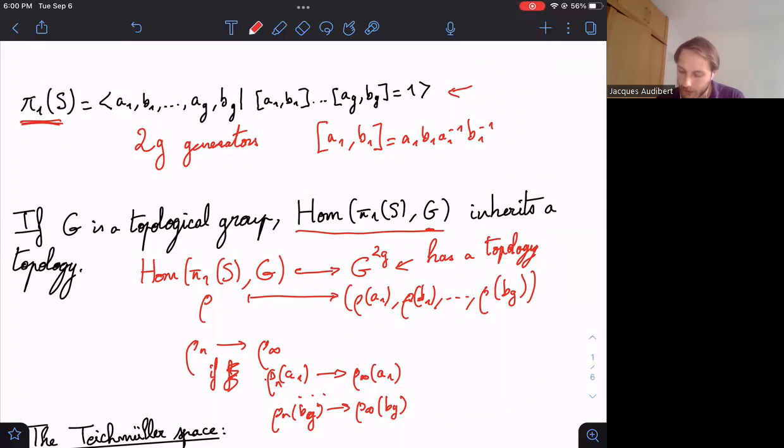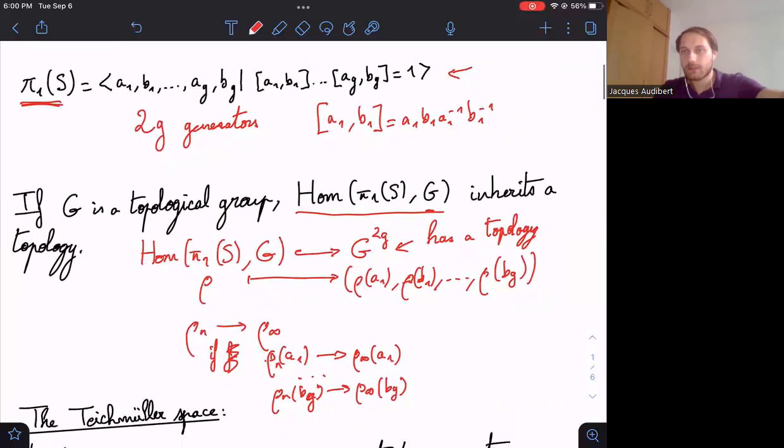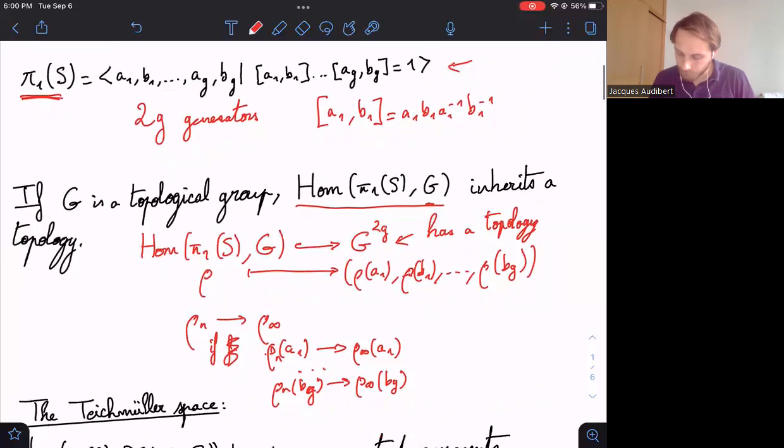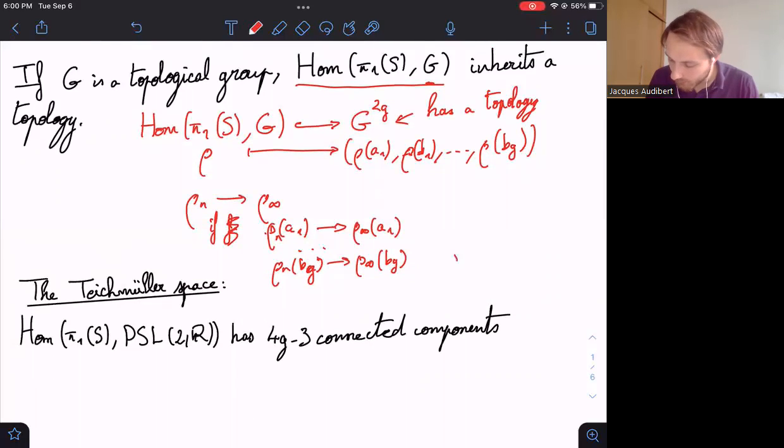So we have this particular topological space, and it's quite interesting since already for G equal PSL2R. So let me just recall that PSL2R is SL2R quotiented out by plus or minus identity.